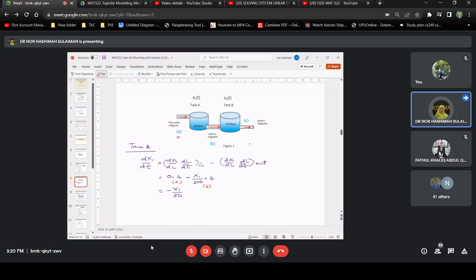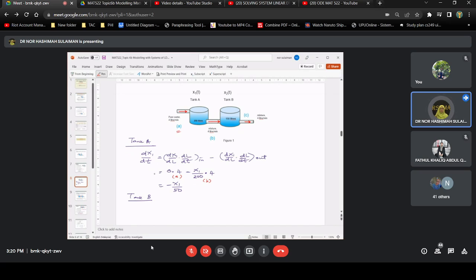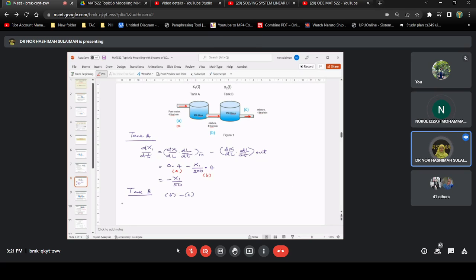Lepas tu kan, ada dia punya initial condition kemudian lah. Okay, now kedua pula. Sekarang dah habis dah cerita pasal tank yang pertama. Okay, now we look at tank B. Cuba tengok tank B. Tank B dia datang daripada mana? B kan, masuk B, tolakkan dengan C kan, betul tak? C ni masuk, ini tolak, betul? Betul tak?